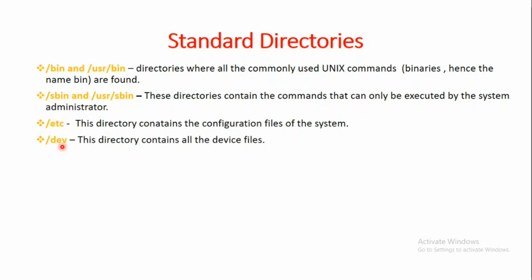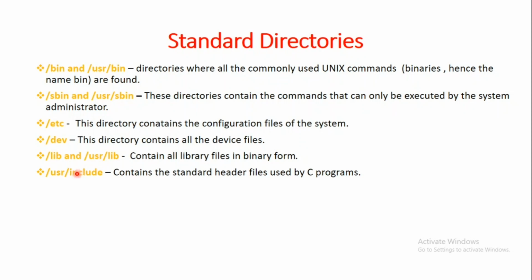Slash dev, so this is a directory that contains all the device files, okay. These files do not occupy space on disk. Then we have lib, and lib under the user directory. So this contains all the library files in binary form, and we will need to link our C programs with files in these directories, okay. Then we have include under user. So this contains the standard header files used by C programs.